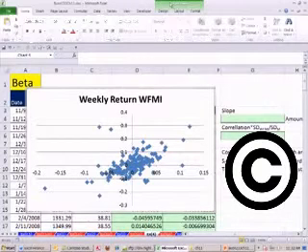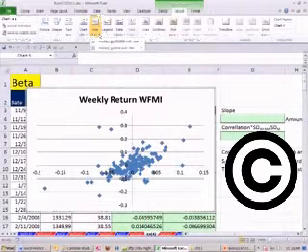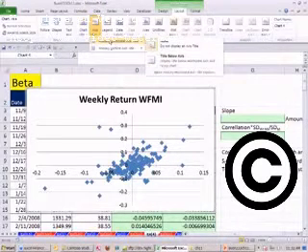I'm going to come up to the Chart Tools context-sensitive ribbon, Layout. I'm going to go over to Axis Titles. How about horizontal first? Title below.